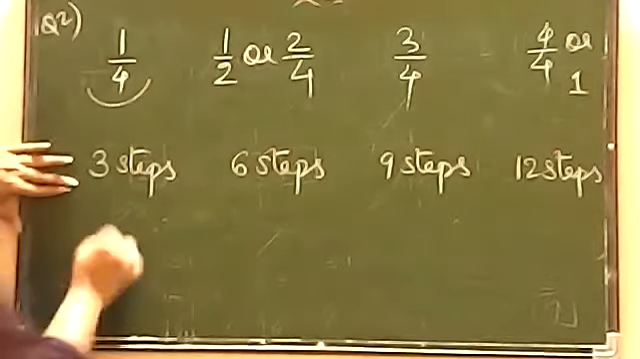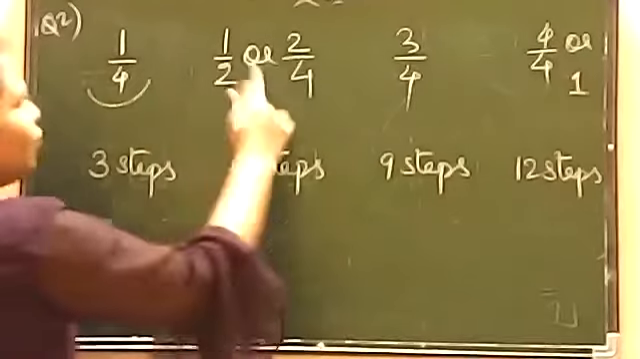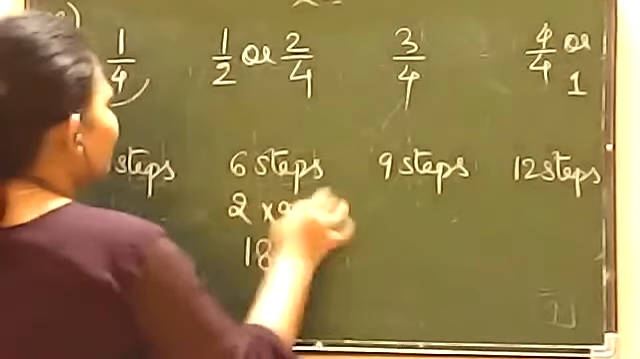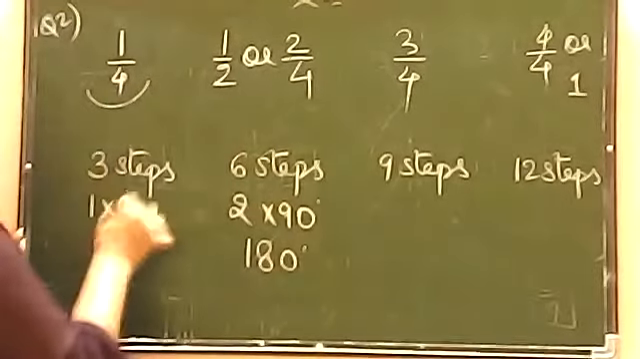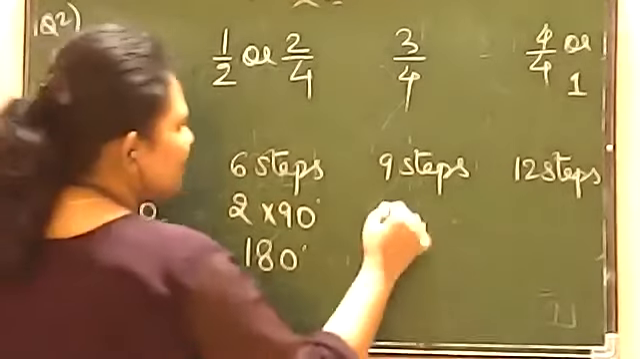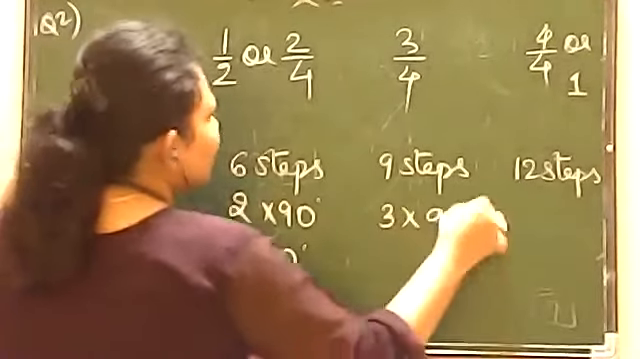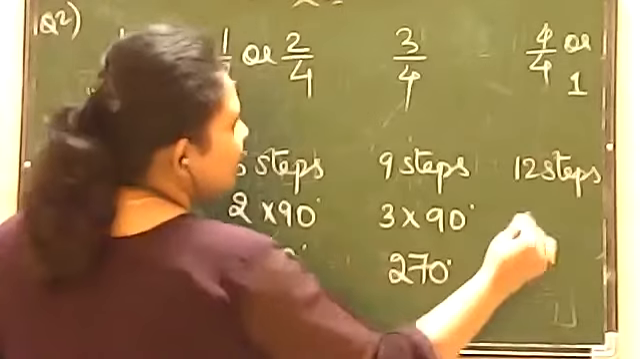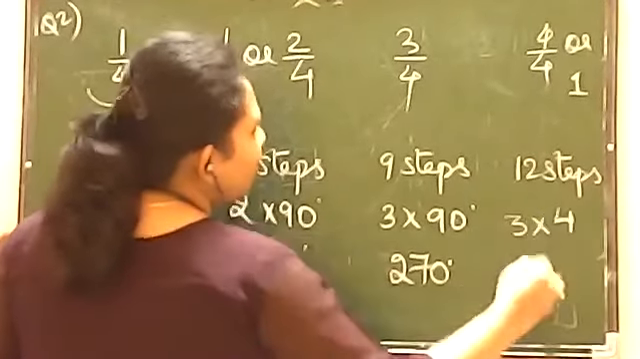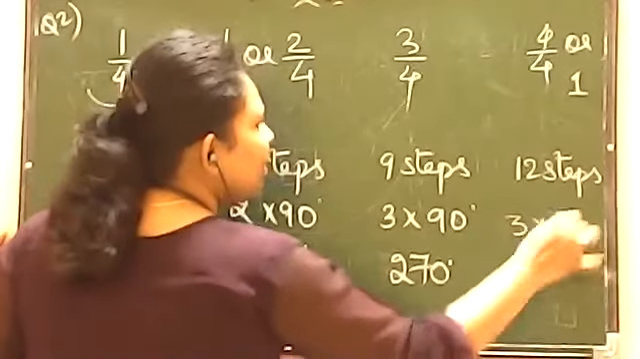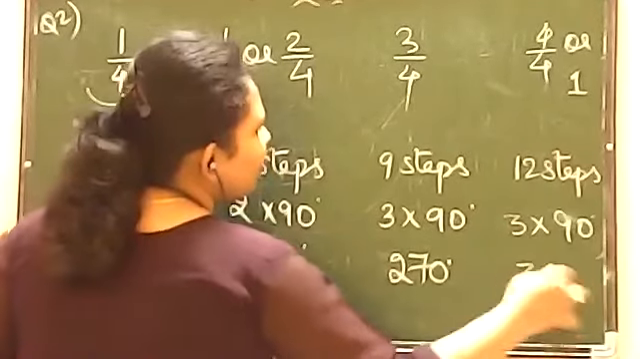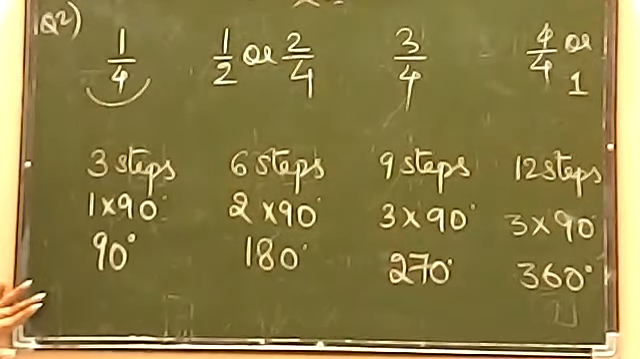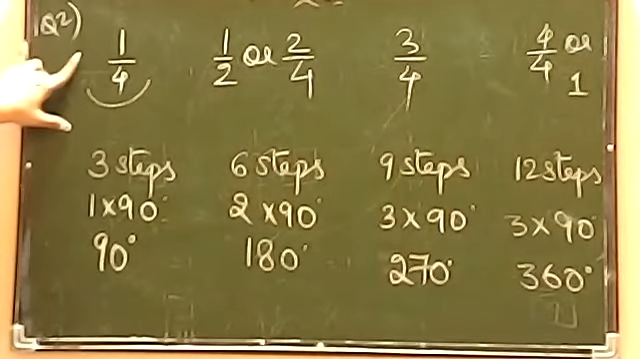1/4, 3 steps, that means 90 degree. 1/2 or 2/4, 6 steps means 90, 2s are 180. 2 into 90. Okay, 1 into 90. Last 9 steps means 3 into 90. 3 into 90 means 270 degree. And last one, 4 into 90, which will give you here 360 degree. सबसे important part है बेटा जो मैंने अभी बोर्ड पे लिखा है. 1/4 का मतलब होता है 1 right angle.